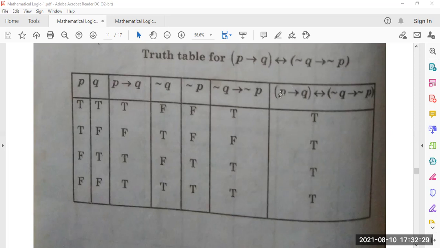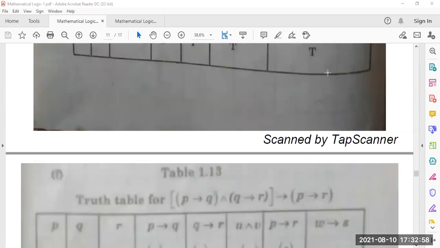Will you remember what is a tautology and what is a contradiction? If for a final truth table, all the values are coming T, then this is called a tautology. If for this final stage, all the values are coming false, then it is called a contradiction. Is it clear? So this one is an example of tautology.